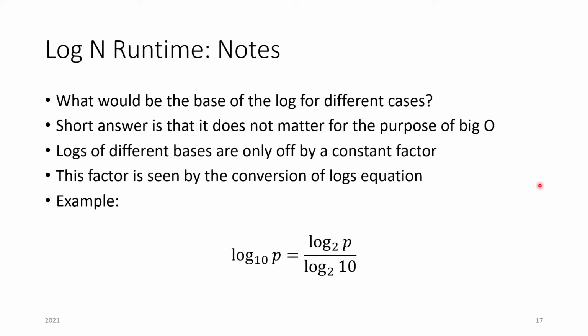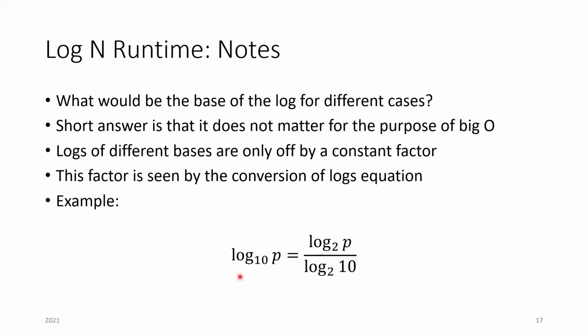But what happens if we have different cases where it's not halved, if it's divided by 3, divided by 4, divided by 10, or some other thing like that? For the purpose of our big O notation, it's not important. We're just describing the behavior of the time complexity or the space complexity of our algorithm. And the different bases of the logs are only going to be off by a constant factor. This is seen by the change of base equation that I'm giving.